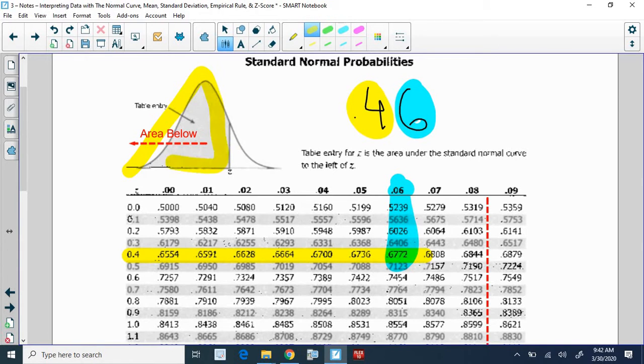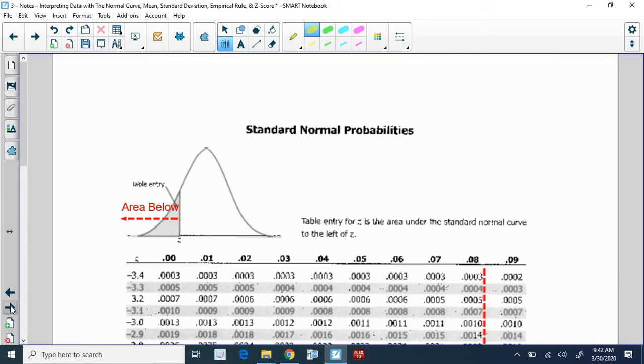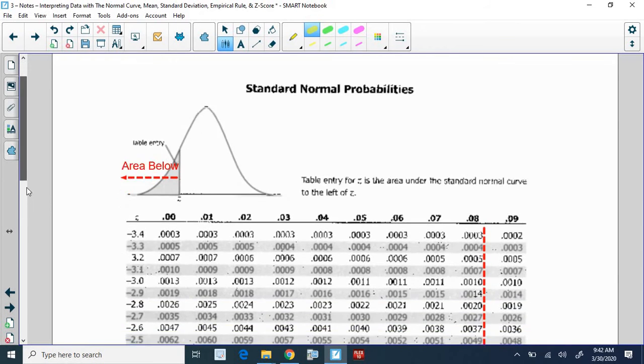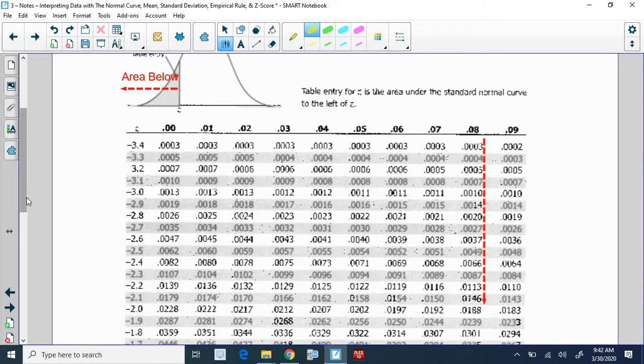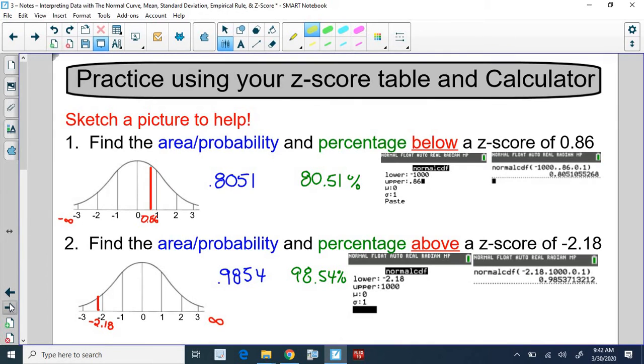And this chart is going to find area below. It's very important to understand that. This does not find area in the middle or above, just below. There's also a negative side of the chart which would find values below. Notice they are much smaller because you're below the mean. The mean is 50%.